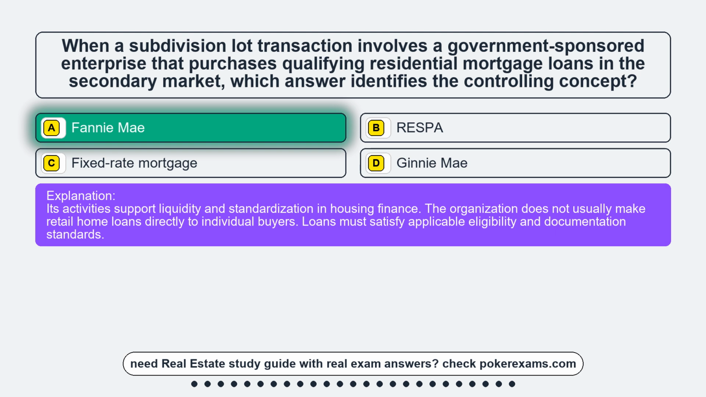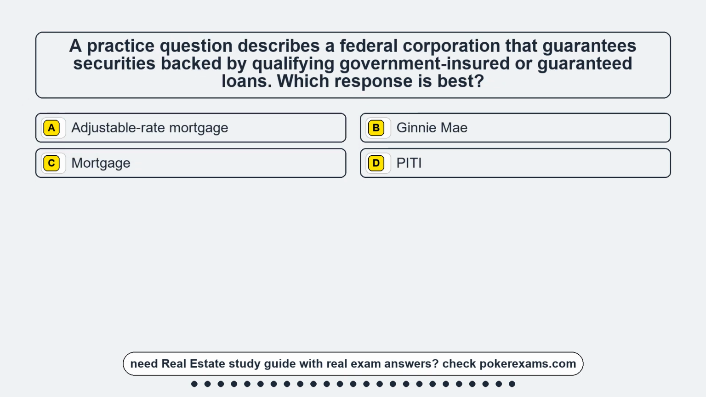Loans must satisfy applicable eligibility and documentation standards. Question 18. A practice question describes a federal corporation that guarantees securities backed by qualifying government-insured or guaranteed loans.